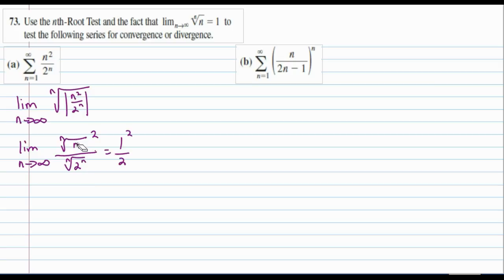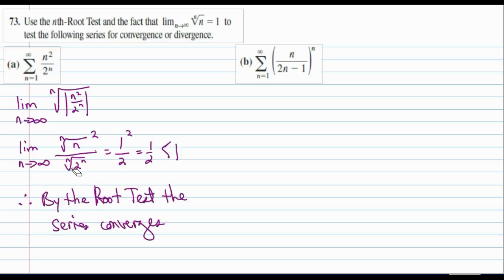Well, that numerator, since that limit is 1, we're really dealing with 1 squared in the numerator, and then the nth root of 2 to the nth is just 2, because the nth power and nth root are inverses of each other. So I have 1/2, and that is in fact less than 1. So by the root test, this series converges.